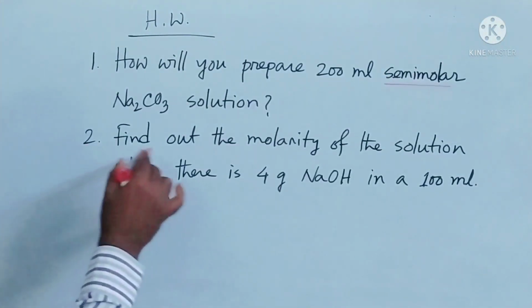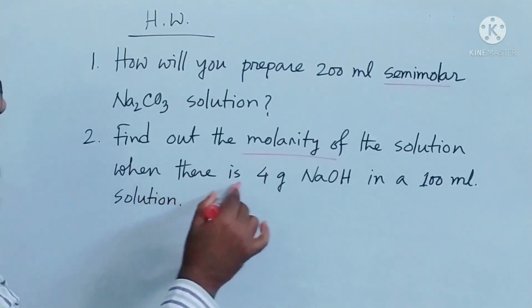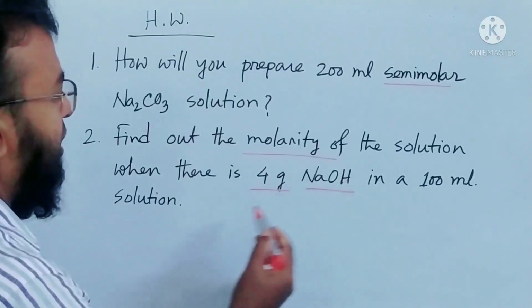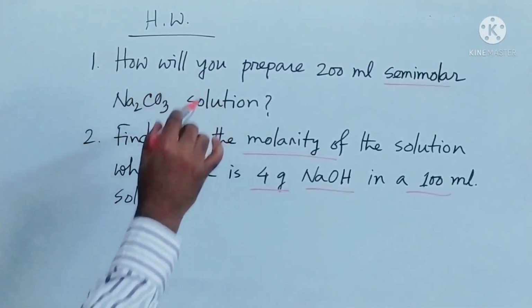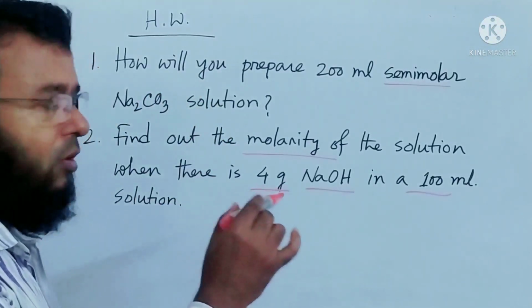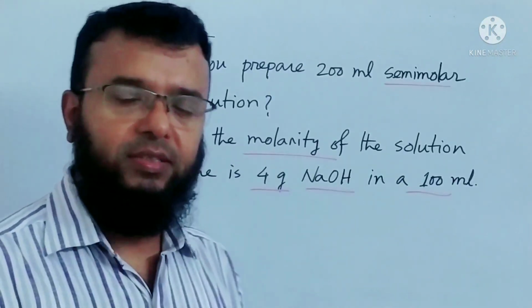And then number 2, I have given, find out the molarity of the solution when there is 4 gram sodium hydroxide in 100 milliliter solution. So first one you have to find out the amount of solute, that means W, and second one you have to find out the molarity, that means S.